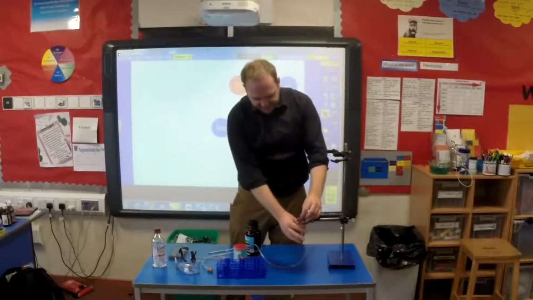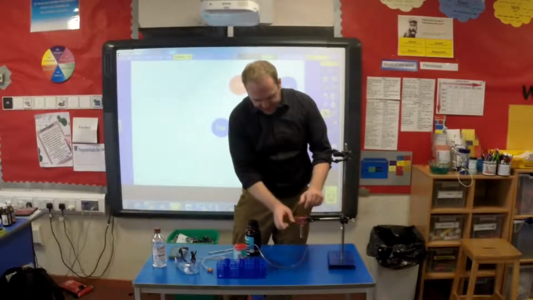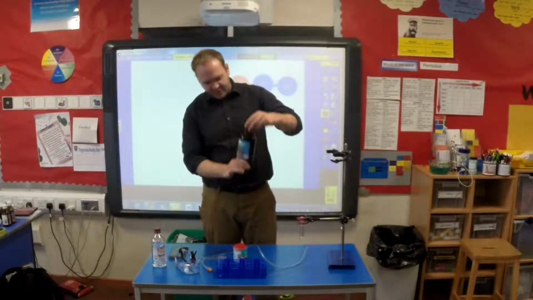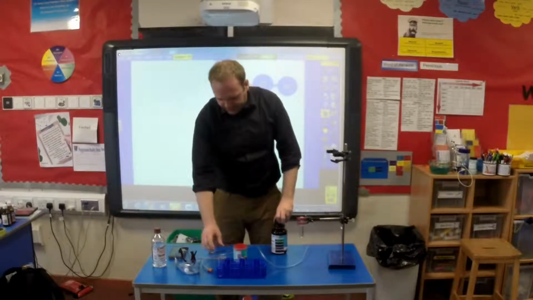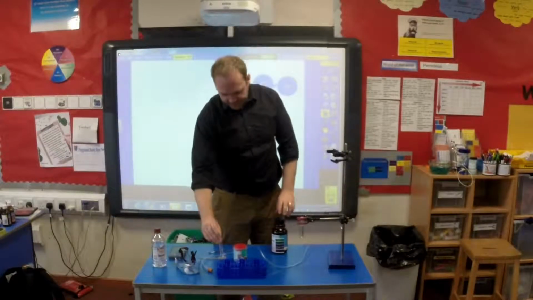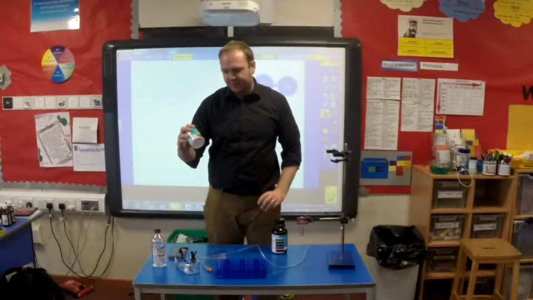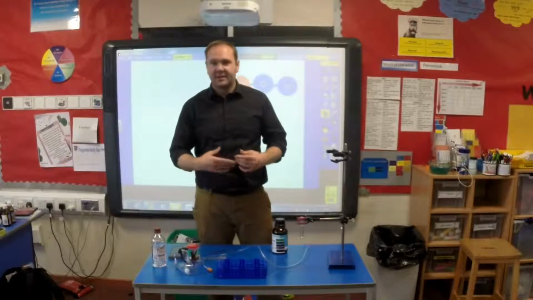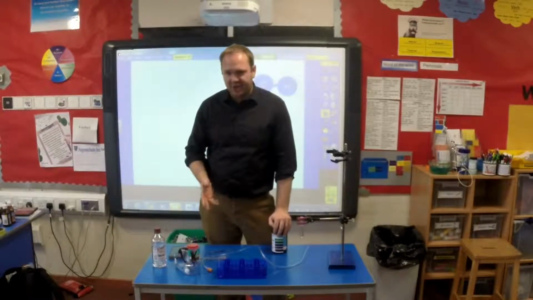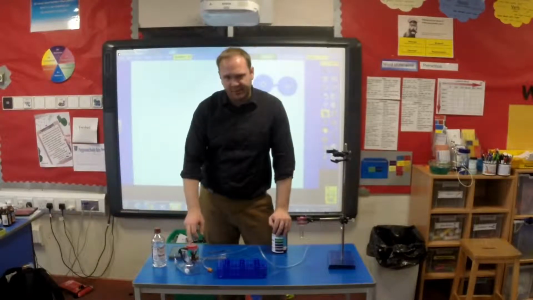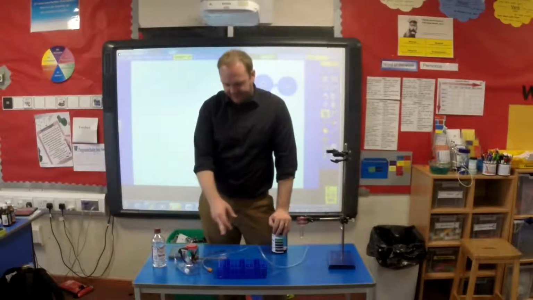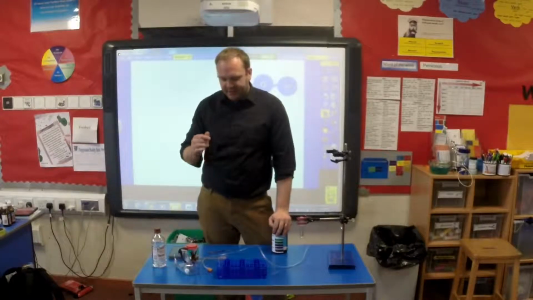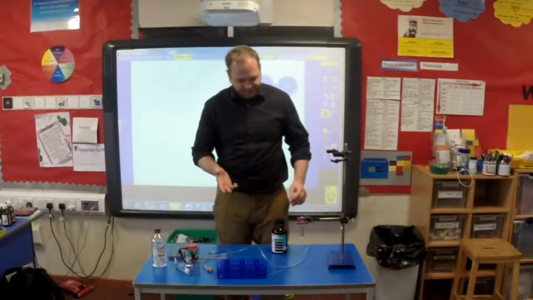Things that you'll need for this experiment are a test tube filled with water, universal indicator solution, a test tube with vinegar, and some bicarbonate of soda. And what we're going to be producing is a gas, which is carbon dioxide. So the reaction of sodium bicarbonate and vinegar, acetic acid, produces carbon dioxide.